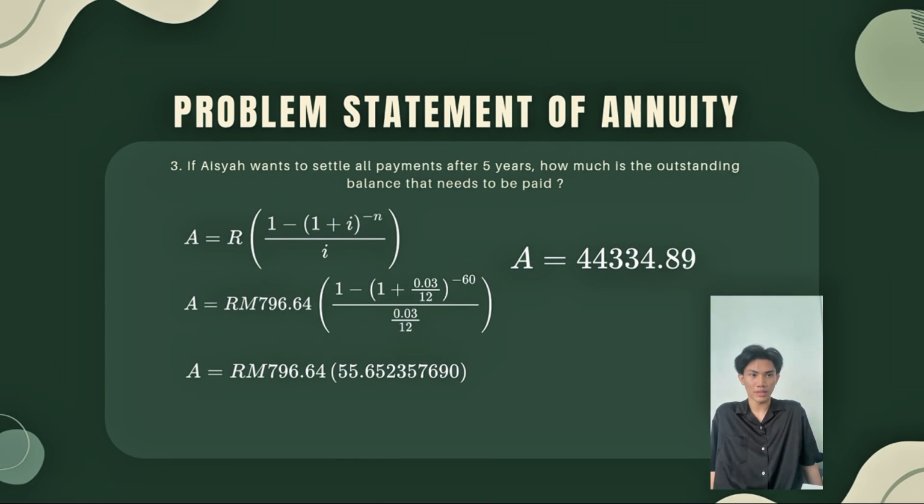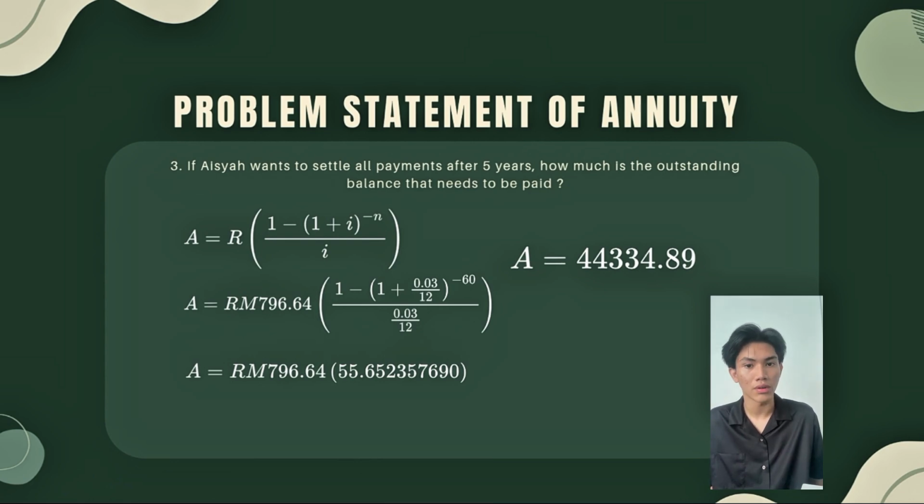For question 3, if Aisha wants to settle all payment after 5 years, how much is the outstanding balance that needs to be paid? So for this question, we use formula A. The formula is A equals to R, open bracket, 1 minus open bracket 1 plus I close bracket, negative N, close bracket per I.